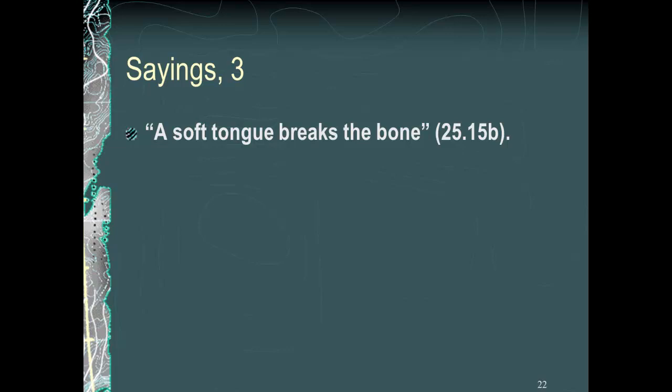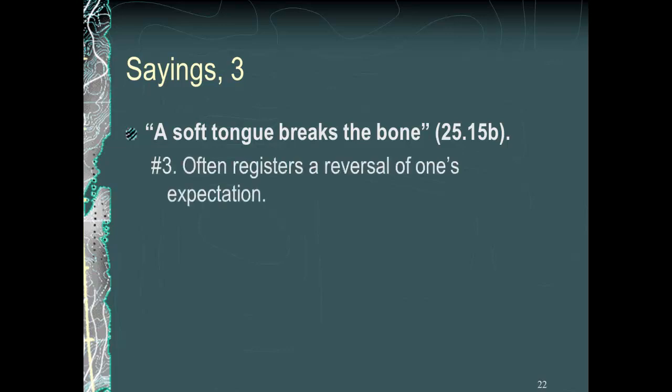In chapter 25, we read that a soft tongue breaks the bone. And here it's been observed that pithy sayings often register the opposite of what one would expect. Whoever thought that a soft organ such as the tongue could have the crushing effect of breaking a hard object such as a bone? This is not what we would expect. Pithy sayings frequently set up these surprising, these paradoxical situations in order to capture our attention. They require us then to reflect further, and then we can see the truth of it.